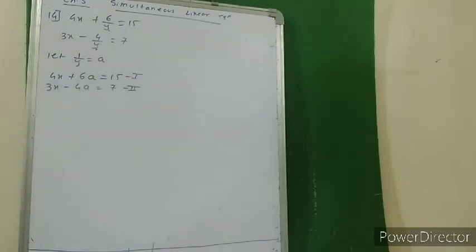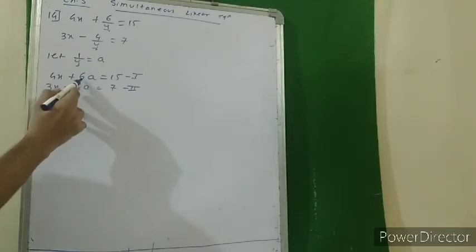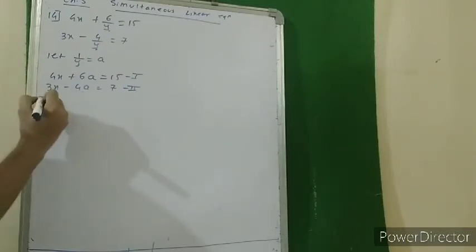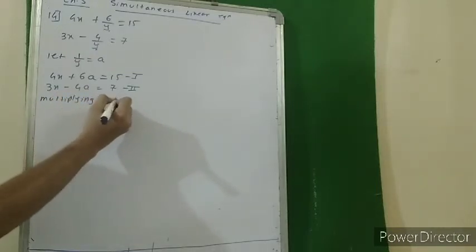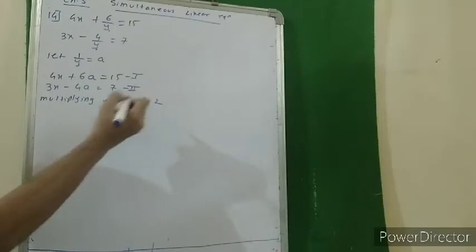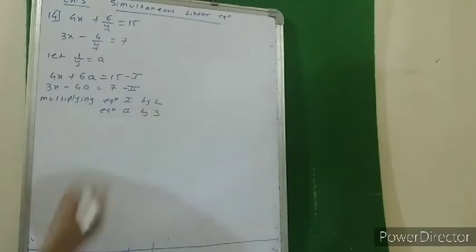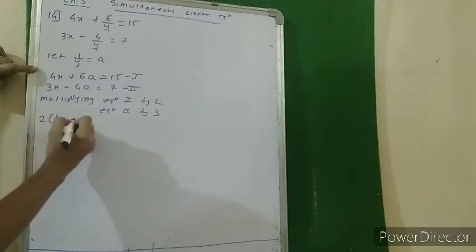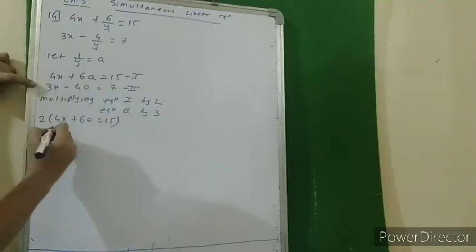Okay, so we have 4, 3, 6, 4. So if I am taking LCM, I can get 12 for both of them. Just multiplying equation 1 by 2, 6 2s are 12, and equation 2 by 3, 4 3s are 12. So multiplying equation 1 by 2 and equation 2 by 3. If I multiply equation 1 by 2, so 2 multiplied by 4x plus 6a is equal to 15, and equation 2 by 3.